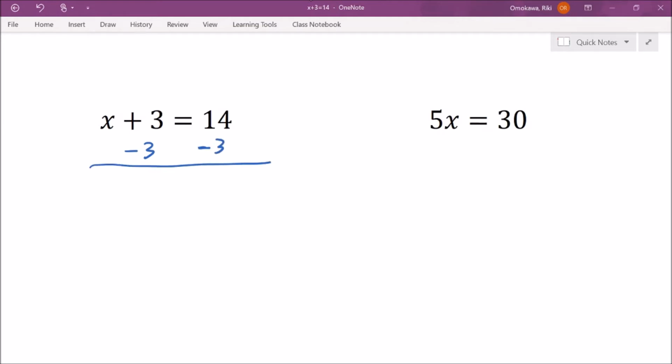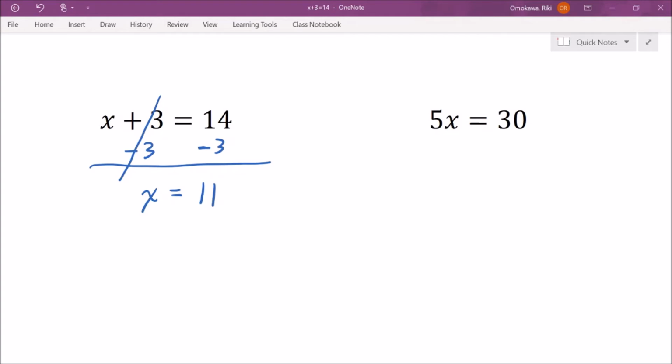And the whole point is, the adding 3 and the subtracting 3, they undo each other, they go away, they cancel on the left side, leaving x alone on the left side. And then on the right side, we get a number, 11, which is our answer.